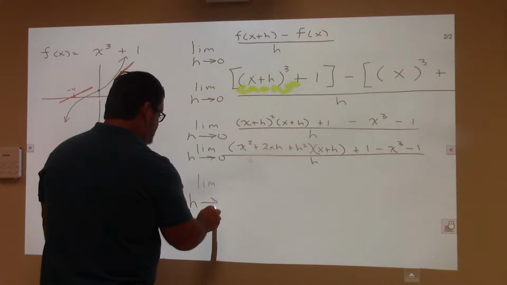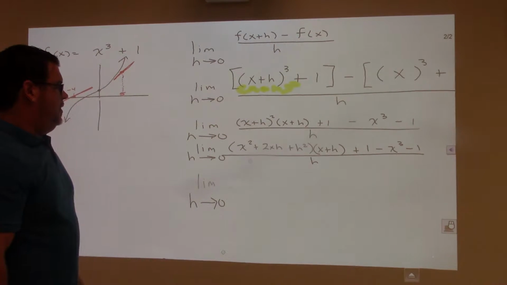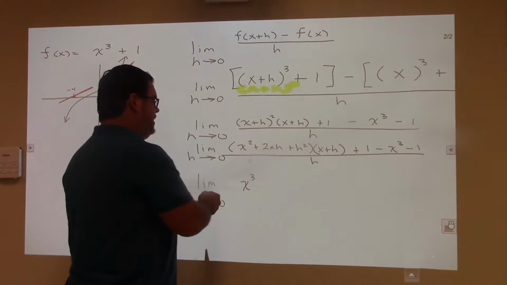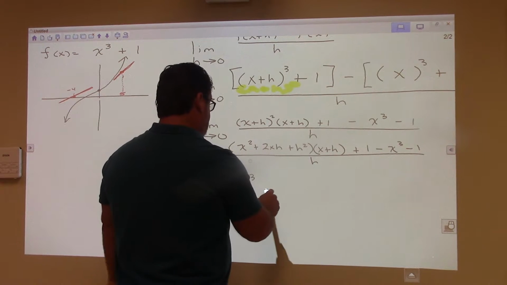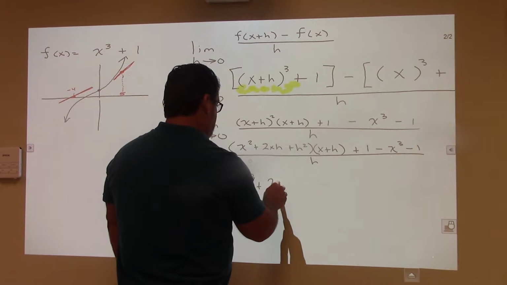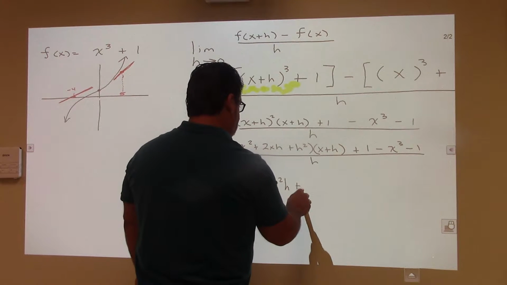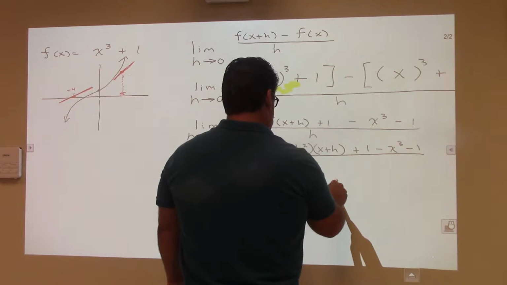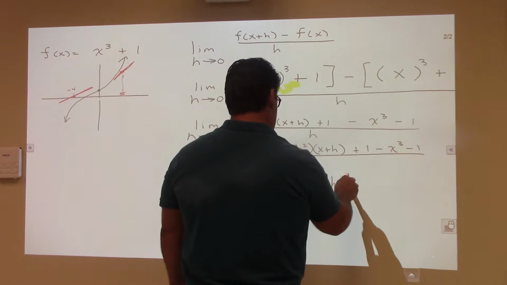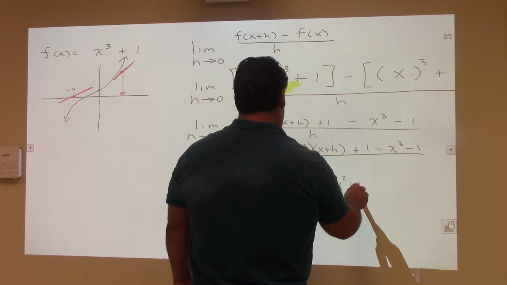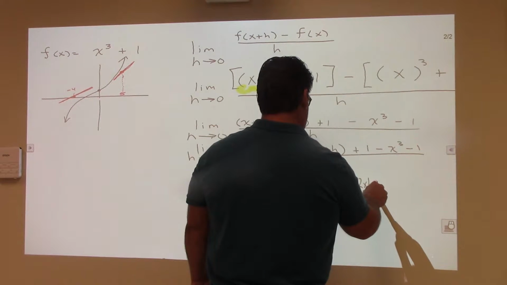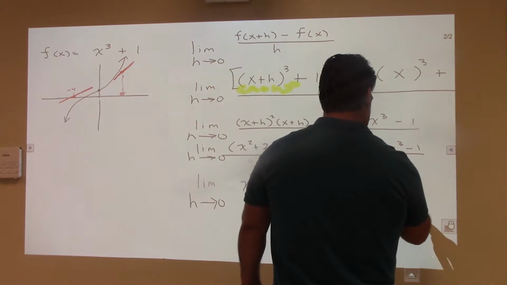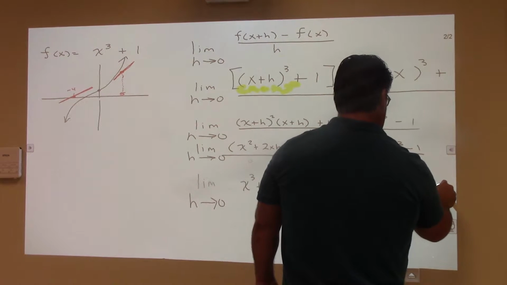So, limit as h approaches 0 of x cubed. Look, we got x cubed. X cubed plus 2x squared h plus xh squared plus hx squared plus h2x h squared plus h cubed minus plus 1 minus x cubed minus 1.